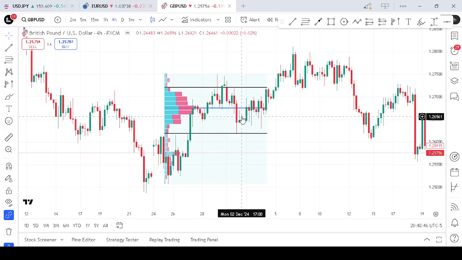To identify this level on your chart, you need to use a tool like the volume profile indicator available on most platforms such as TradingView.